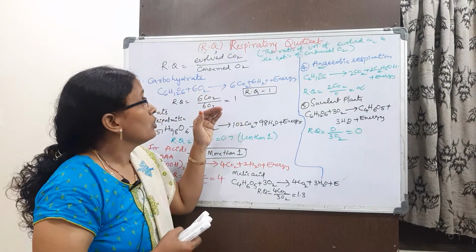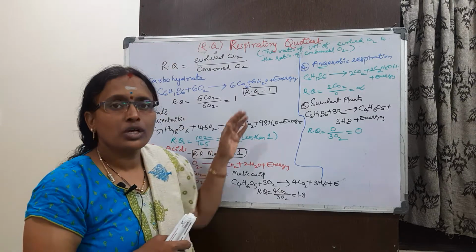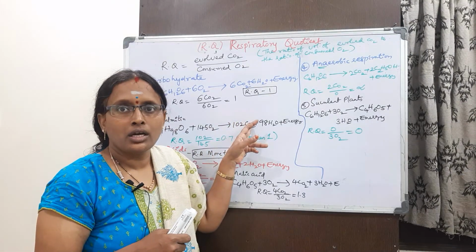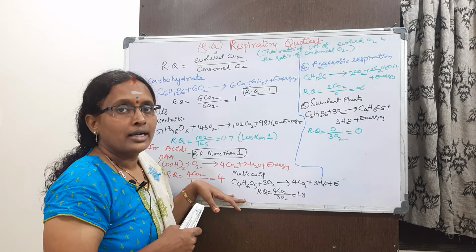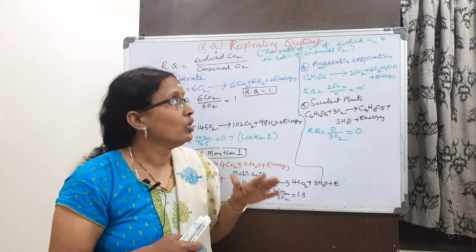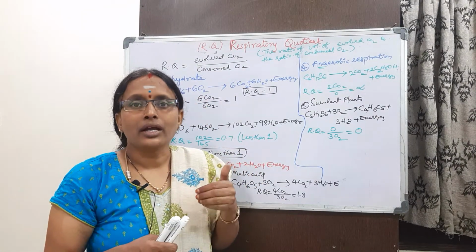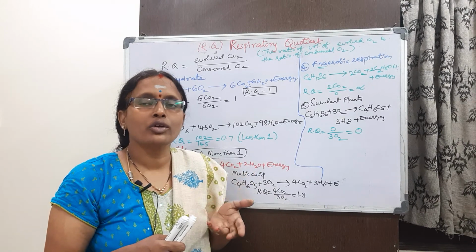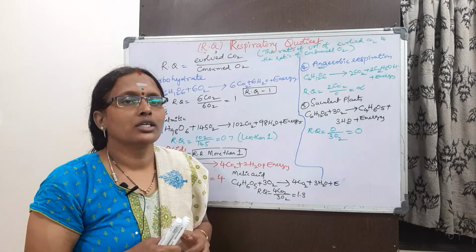So based on the respiratory substance, we determine the RQ value. For carbohydrates it is 1, for fats it is less than 1, for acids it is more than 1, in anaerobic respiration it is infinity, and in succulent plants it is 0. The ratio between the evolved carbon dioxide and the consumed oxygen is known as the respiratory quotient. Okay, thank you.